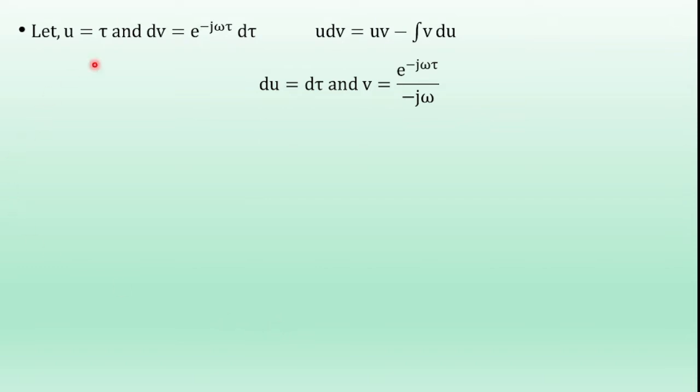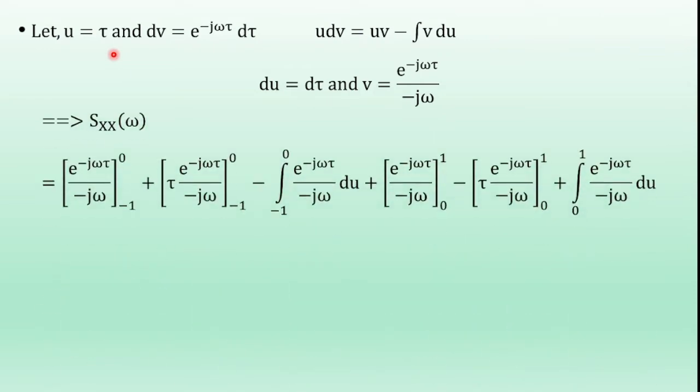So differentiating u with respect to tau, du is equal to d tau, and integrating dv on both sides, v is equal to e power minus j omega tau by minus j omega. Therefore, from the above equation, Sxx of omega is equal to the first term integration, e power minus j omega tau by minus j omega over minus 1 to 0, plus the second term, applying the udv concept.